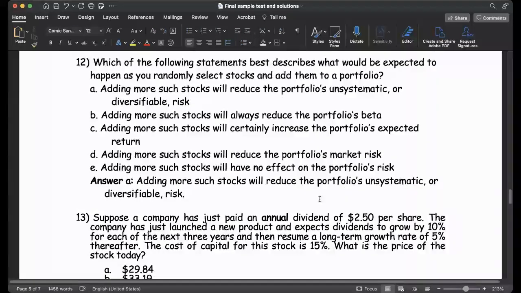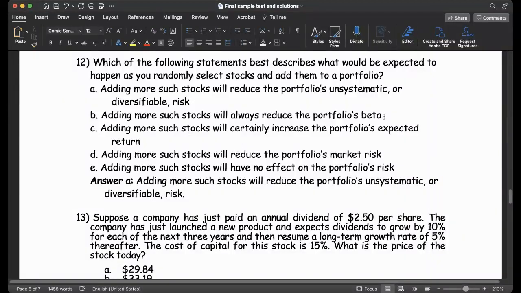Question 11. Which of the following statements best describes what would be expected to happen as you randomly select stocks and add them to a portfolio? A is the right answer: adding more such stocks will reduce the portfolio's unsystematic or diversifiable risk. Option B is not correct. Adding more such stocks will always reduce the portfolio's beta.